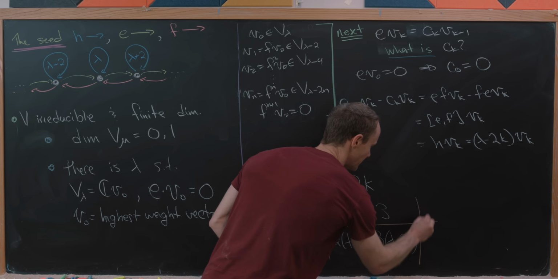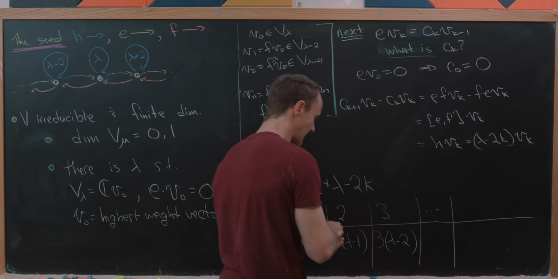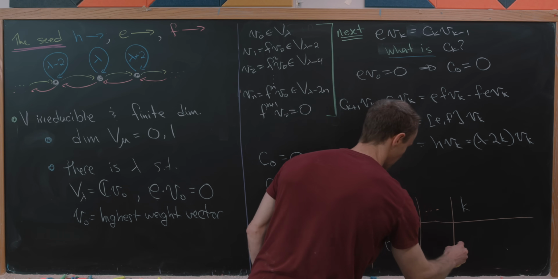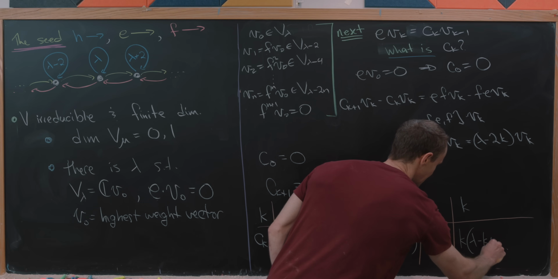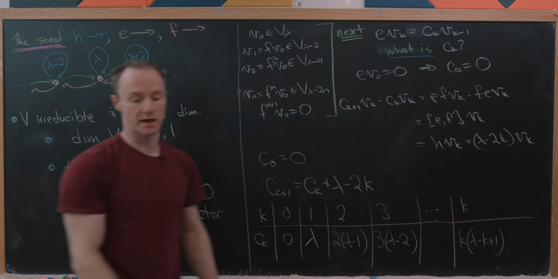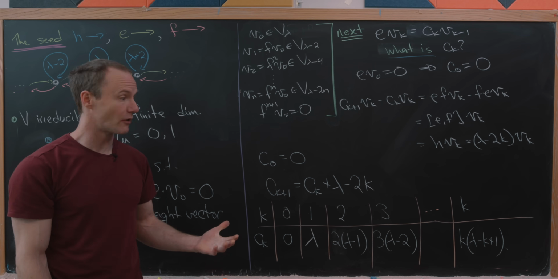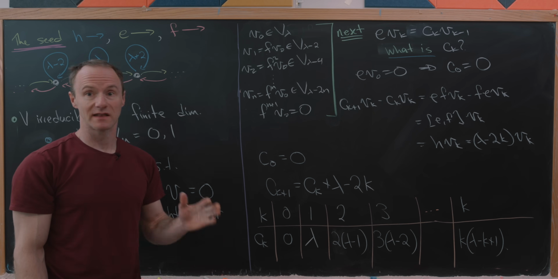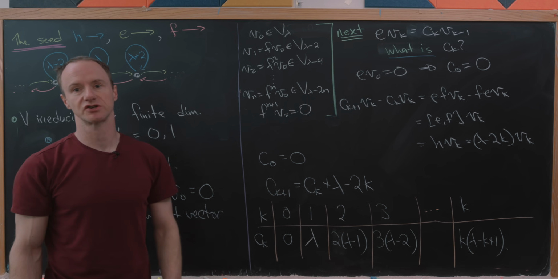But I think you can maybe see what pattern is being constructed here, and that is for the kth term, we will have k times lambda minus k plus 1. Now, that may not seem super helpful, but that's actually going to allow us to determine that lambda can only take certain values. So let's see how that calculation goes.